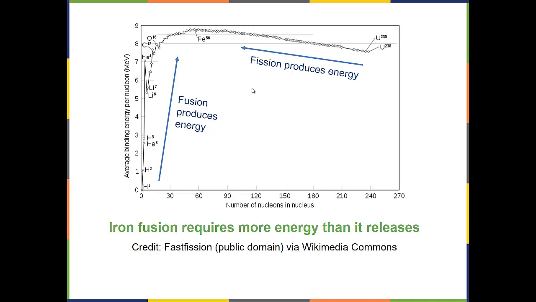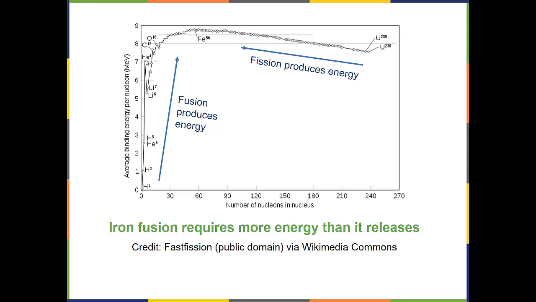In the Sun now, 4 hydrogen-1 nuclei are turned into 1 helium-4 nucleus. Notice that hydrogen-1 is way down here, while helium-4 is way up here. So a tremendous amount of energy is released when hydrogen-1 is turned into helium-4.